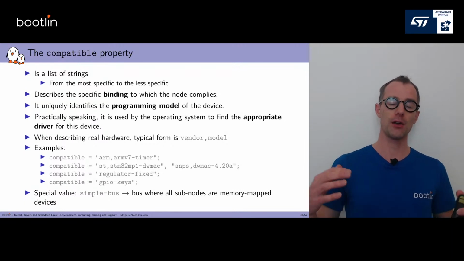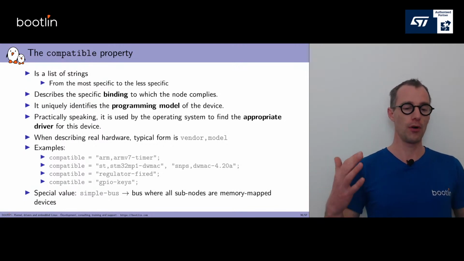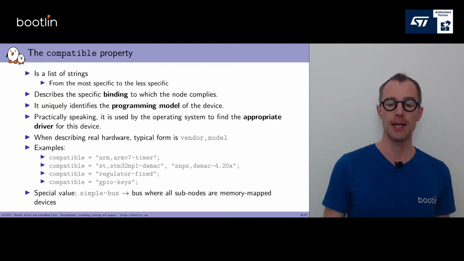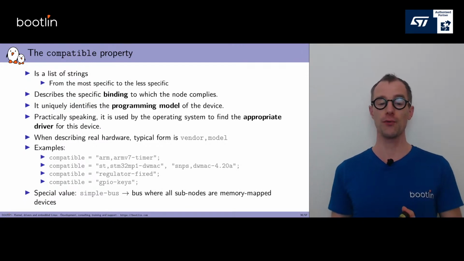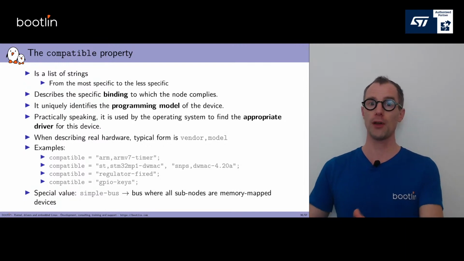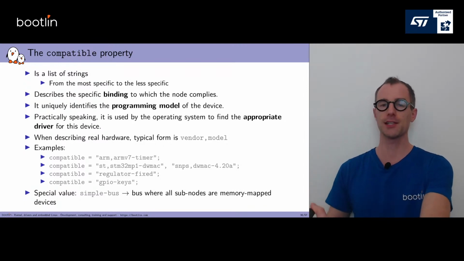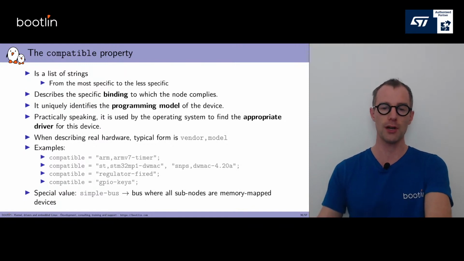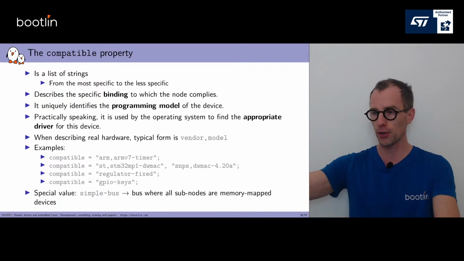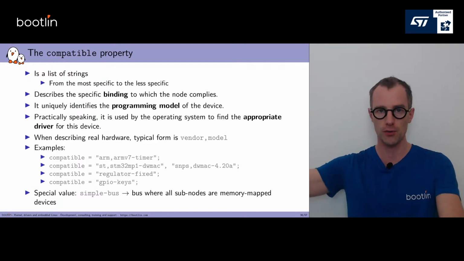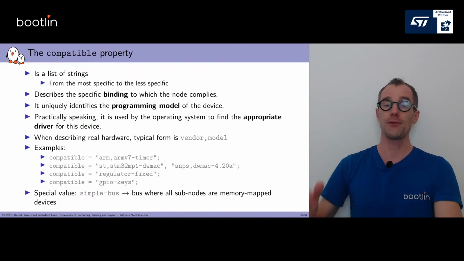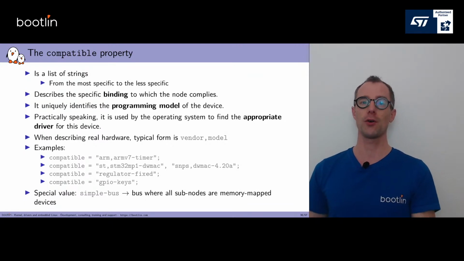And so this is kind of an abstract view. More practically, the compatible string is used by the operating system to find the appropriate driver for this device. Indeed, if you have a driver for an audio codec that understands this programming model, that knows how to program this particular audio codec that has register 0 for controlling the volume, register 4 for controlling this and that, and so on, then this driver advertises that I can support this and that audio codec.